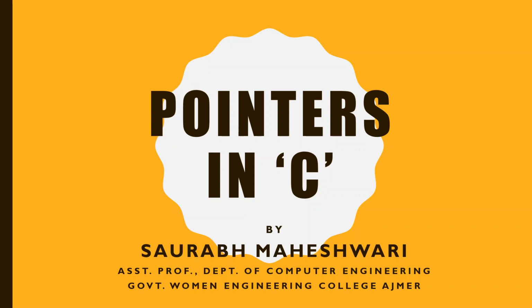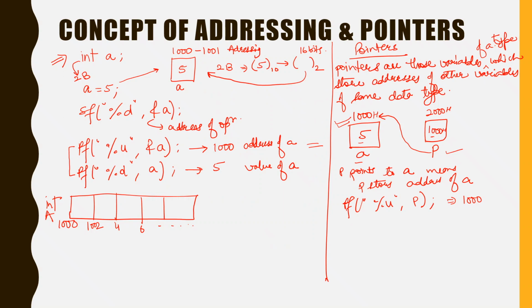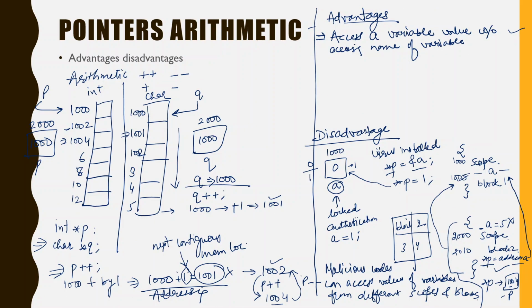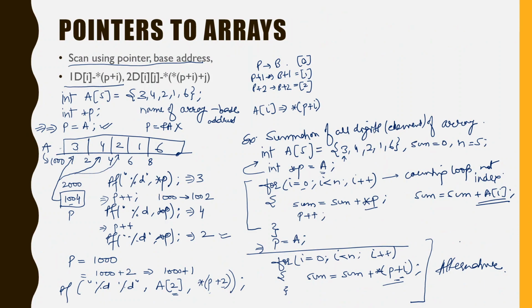In pointers in C, we have seen till now how to do various addressing of the variables, how pointers are declared, and what the concept of a pointer is. Then we saw how to assign various addresses to pointer variables and the different methods of assignment. Then we saw how to perform arithmetic such as increment and decrement on pointers and what the results are. Then we applied the concept of pointers for accessing arrays.